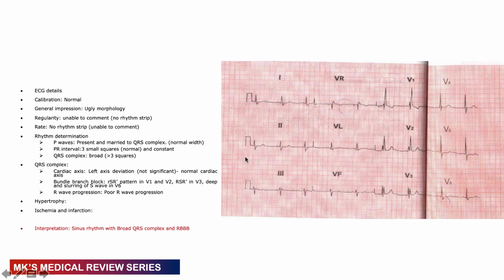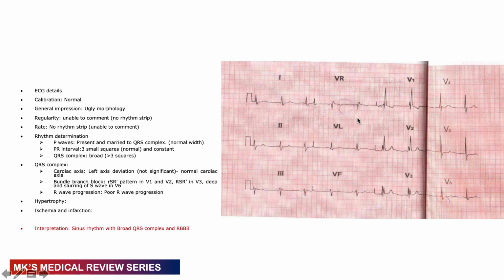Your QRS complexes are broad. You can see even this one in lead 2 is quite broad. Even this one in lead 1 is quite broad. So it's more than 3 small squares. So it's a broad QRS complex. We look at our cardiac axis. Remember, in lead 1, the QRS complex is facing upwards. In lead aVF, the QRS complex is facing downwards. So that's left axis deviation. To check if it's significant, look at our QRS complex in lead 2, which is facing upwards. So it's not really significant. So you can see that this person has a normal cardiac axis.